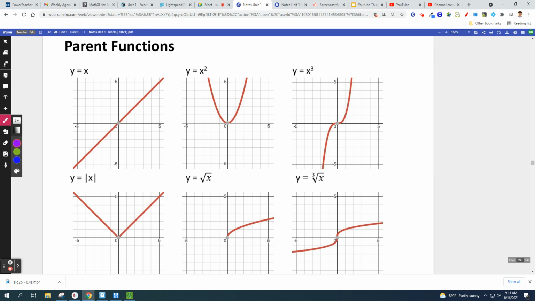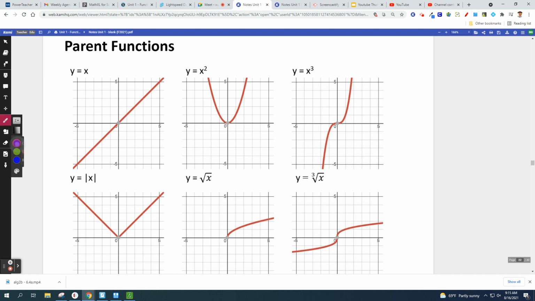You need to memorize these basic shapes, okay? Memorize these basic shapes. You already know some of them. You knew x squared was a parabola shape. It's a U shape, but some of those others maybe you didn't know. You should have known an absolute value was a V shape, all right?